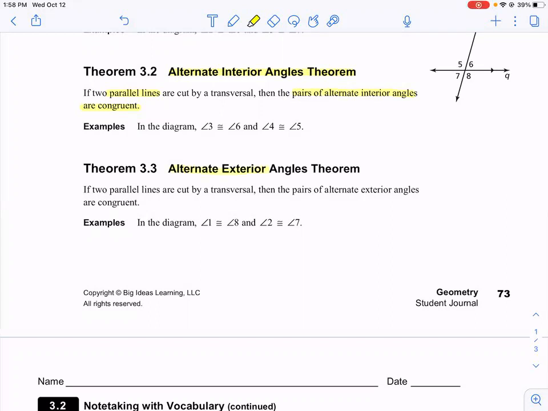Here we go. I can't even remember who asked about alternate exterior angles. That was Keegan. But if we have two parallel lines cut by a transversal, then pairs of alternate exterior angles are congruent. Man, this is fabulous. They're all the same. Would that be 1 and 8?